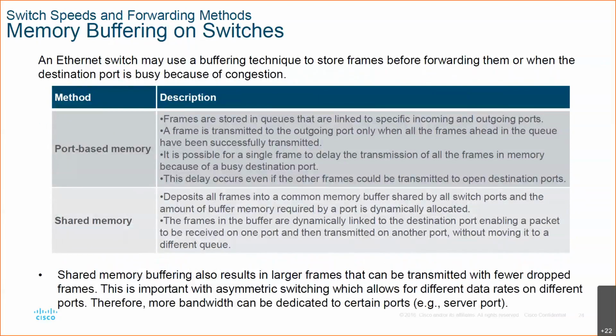Without going into the details, an Ethernet switch may use a buffering technique to store frames before forwarding them, or when the destination port is busy. This can be based on the congestion of the network. The method they use is port-based memory or shared memory. We won't go into the details of that. You can study it later.